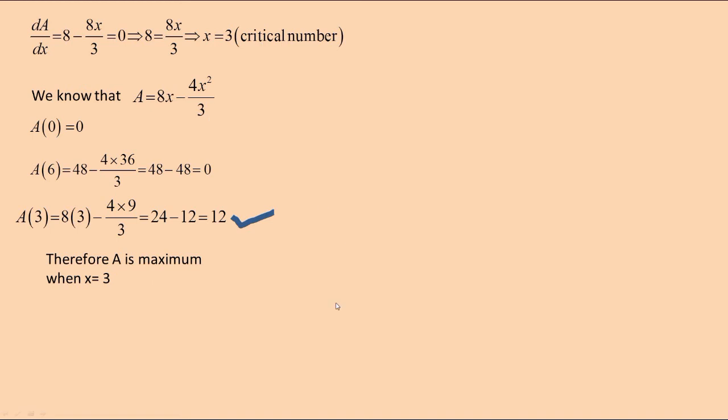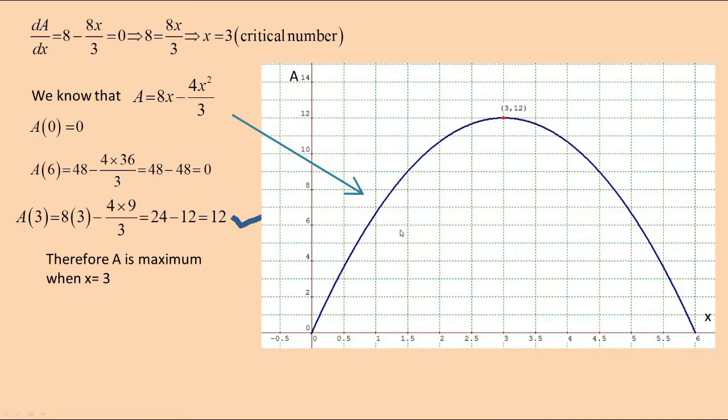Now you can check it if you draw the graph, if you have the facility to draw the graph of this function, A is equal to 8x minus 4x squared by 3. You see, when x is 3, area is maximum, which is 12. Also when x is 0, area is 0. When x is 6, area is 0. From this we can definitely say that the area of the rectangle is maximum with a value 12 when x is 3.